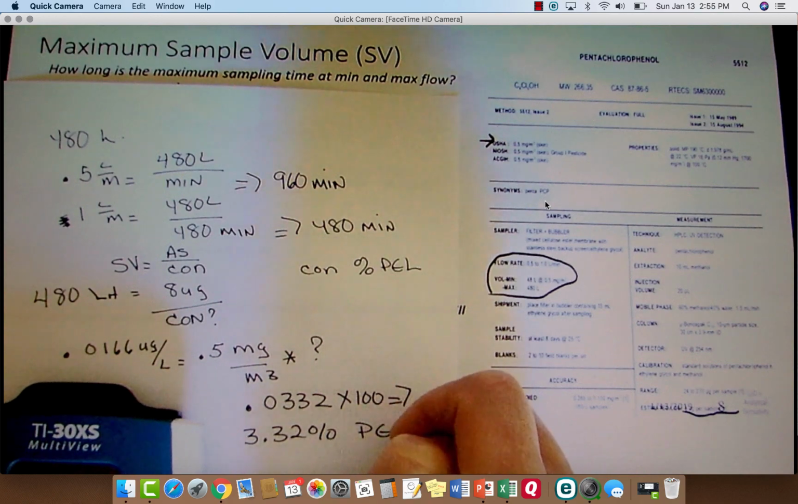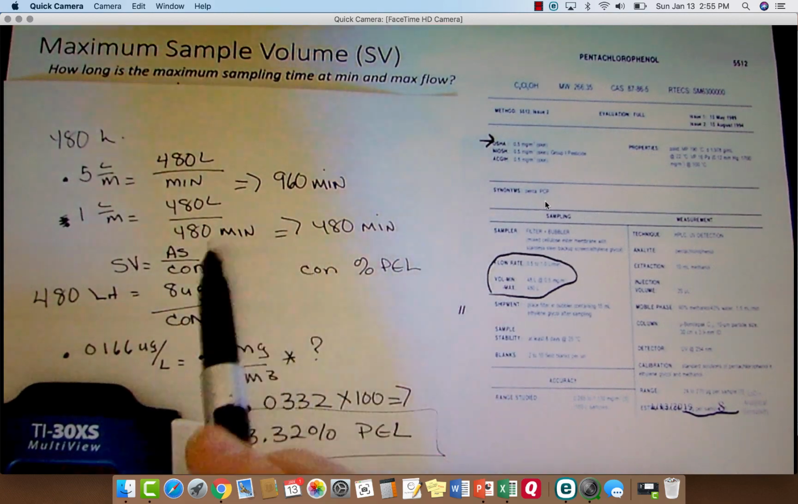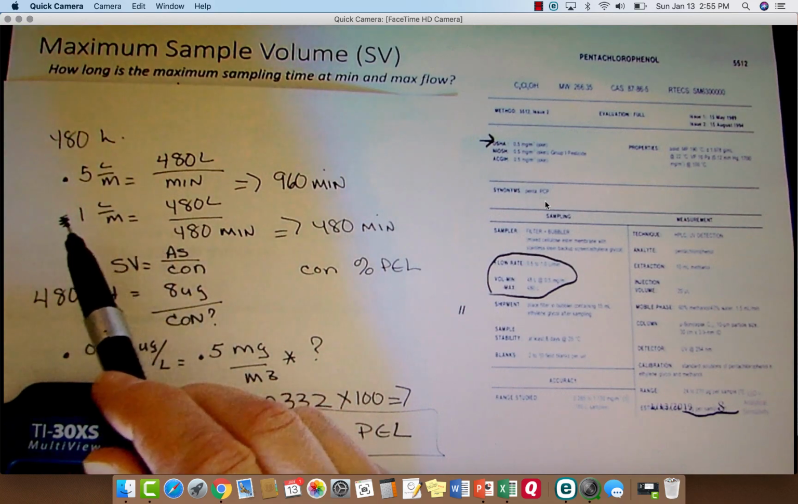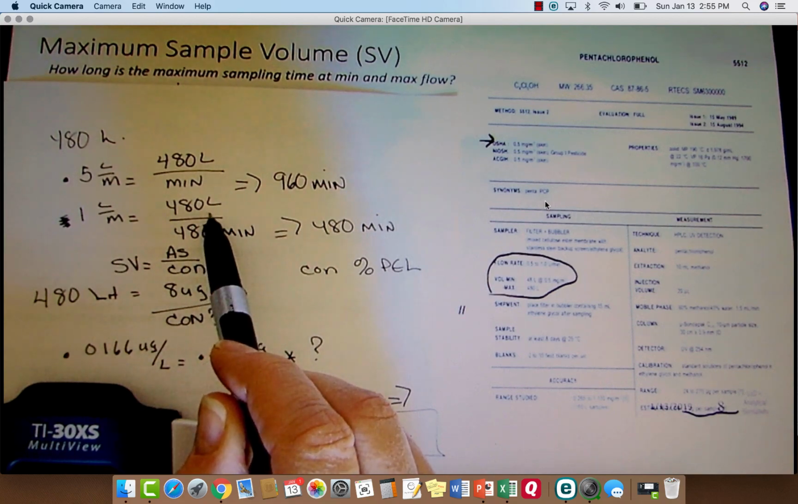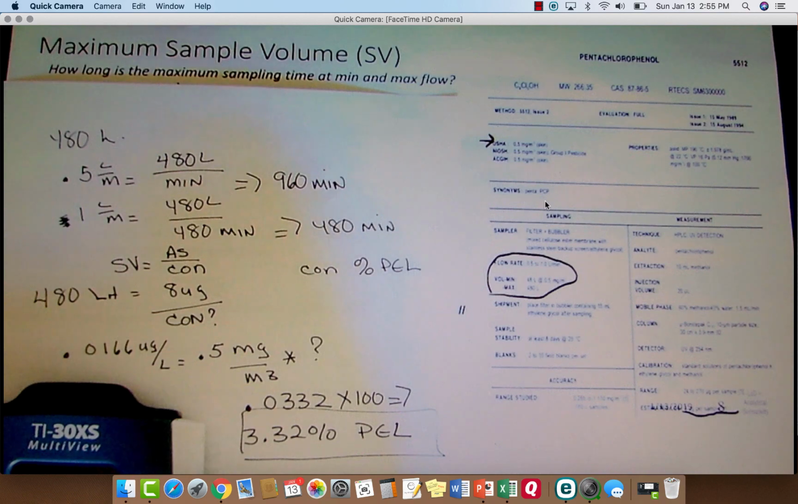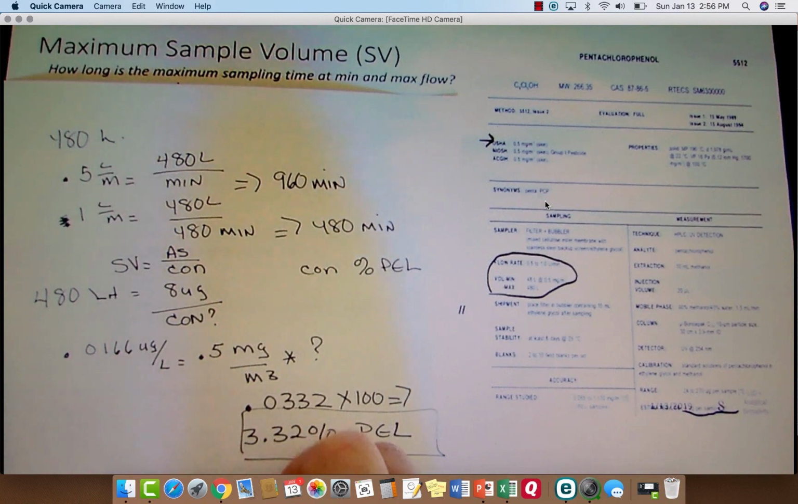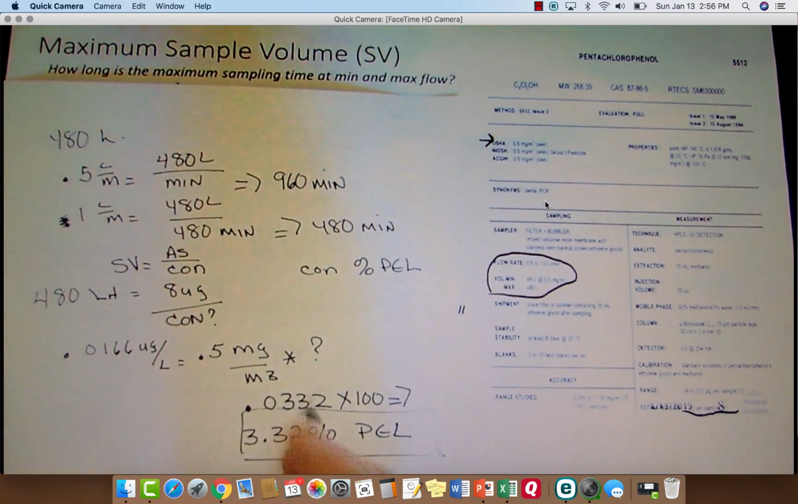That's 3.32% of the permissible exposure limit. If I run at 1 liter per minute for 480 minutes, I'll pull 480 liters of air, and this will allow me to measure to 3.23% of the OSHA PEL. So now I could just solve for that. It's 0.5.